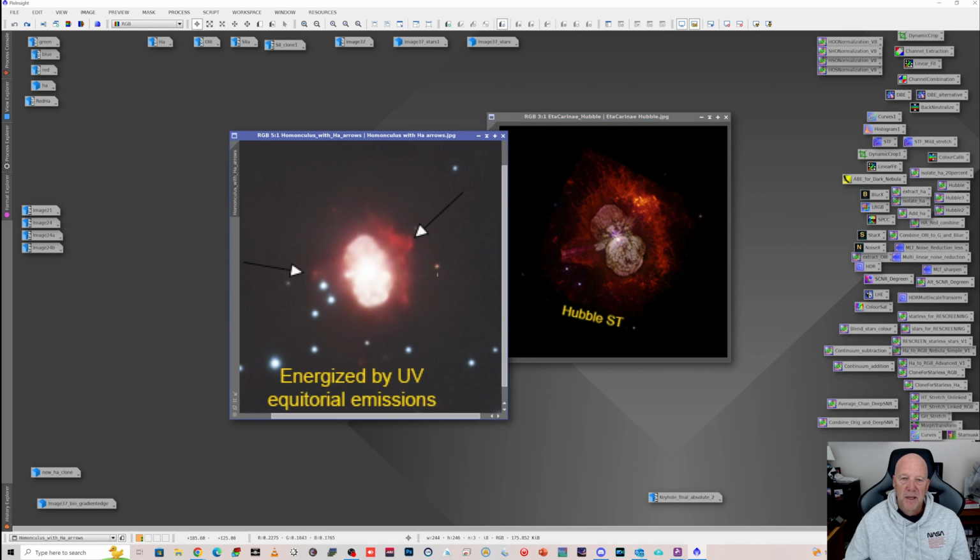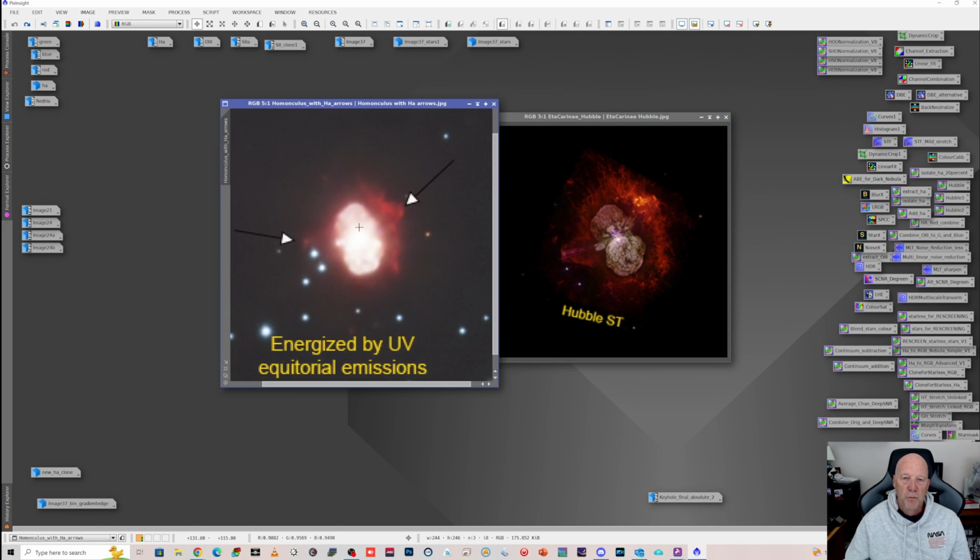And if you look at this image, which matches more with mine, it says energized by the ultraviolet equatorial emissions, so that's coming out through here and here. And you can see this bulge here is this bulge here, and this bit coming out here is this more faint bit coming out here. And again, we can see there's that star, and here we are, sort of same. So I was really pleased that I managed to get the HA emission as well as the homunculus.